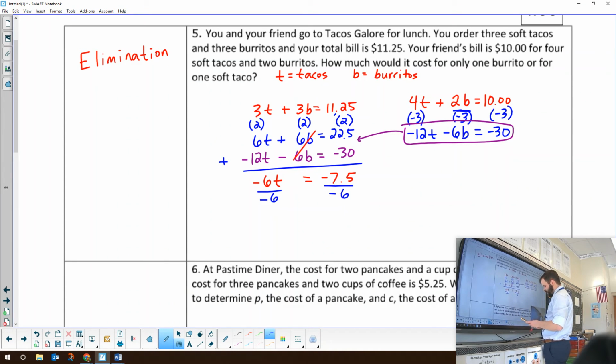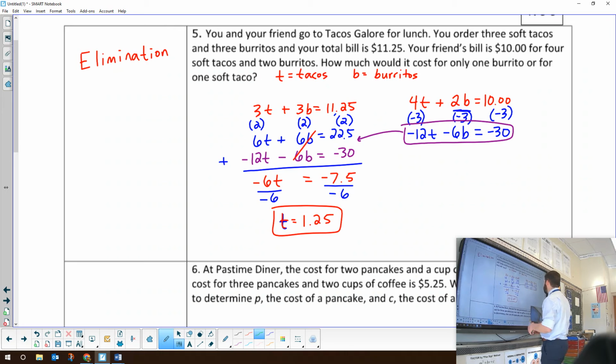Okay? All right, and then all I need to do is divide both sides by negative 6. So we're going to go negative 7.5 divided by negative 6, and we're going to get each taco costs $1.25. So it's going to be $1.25 per taco. So this must be at a different taco place than the previous side. This might be a cheaper taco than what we were getting over there for $3. So anyways, tacos are $1.25. But now I need to figure out what burritos are.